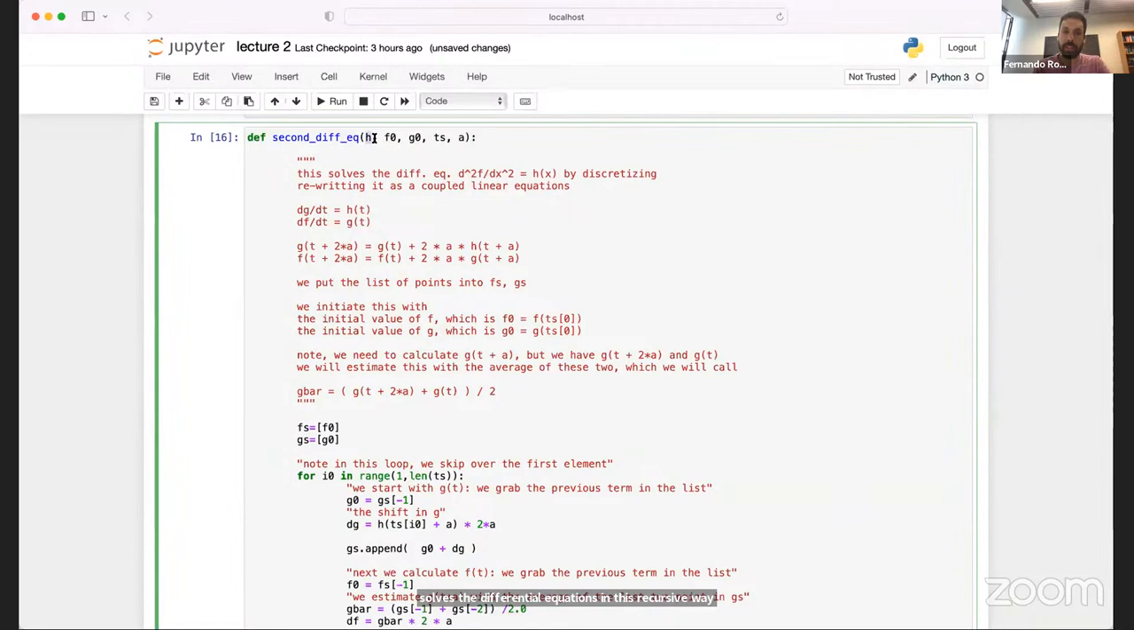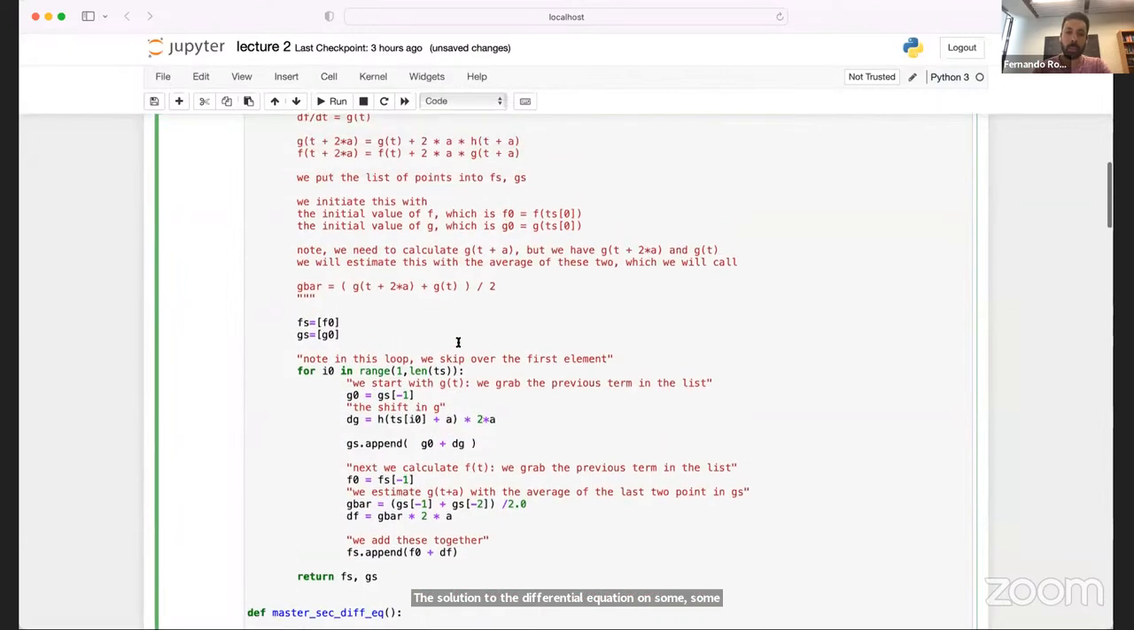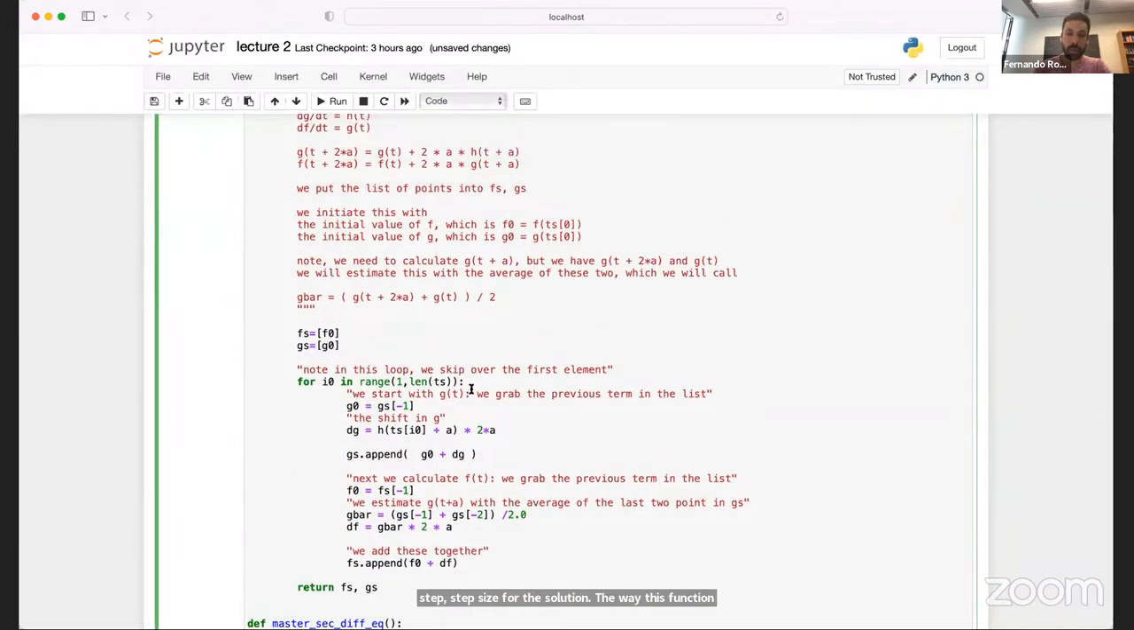We need to pass h, which is the second derivative of the initial function. We need two different values for the initial conditions of the differential equation, then an array of times, or values of the variable at which we want to evaluate the solution, and some step size. The way this function works is by going over a for loop in this form here. We have a list with our solutions, and we start appending to the end of that list the next step, by adding the increments on both the first derivative and the second derivative.